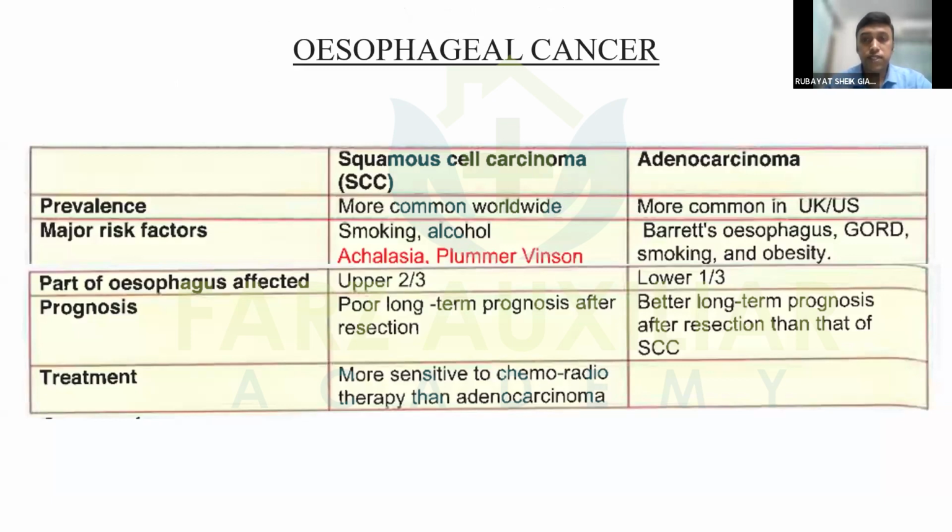The differences between the squamous cell carcinoma and the adenocarcinoma. Squamous cell carcinoma, more common worldwide. Adenocarcinoma, more common in the UK. The risk factors are different for both the cancers. As I said, smoking, alcohol, diet, achalasia, Plummer-Vinson are the risk factors, the background for giving you a clue for squamous cell carcinoma. And a background of long-time gastroesophageal reflux, Barrett's esophagus, is a clue that the patient might be having adenocarcinoma. And one occurs in the upper two-thirds, the other one in the lower one-third. And the squamous cell carcinoma more sensitive. Remember this table.